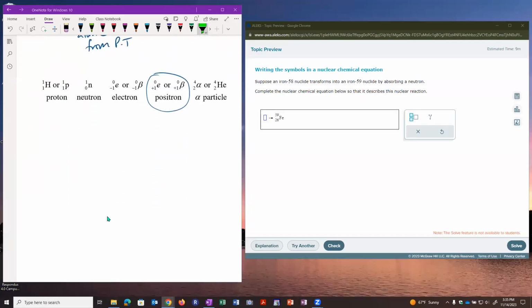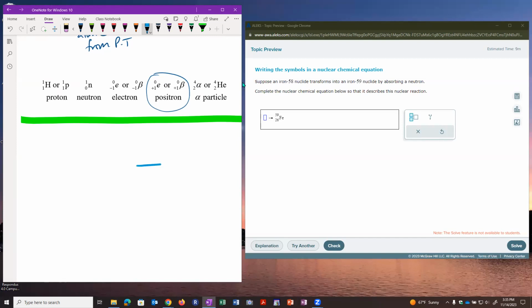So here is another example. It says, suppose an iron-58 nuclide transforms into an iron-59 nuclide by absorbing a neutron. Complete the nuclear equation so it describes this reaction.